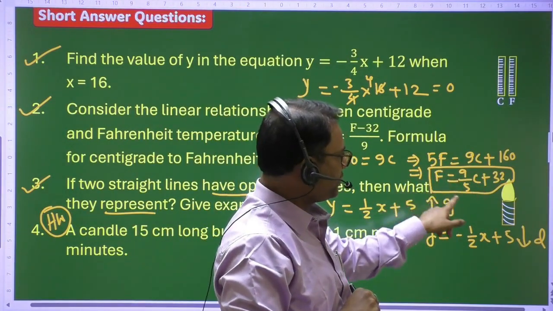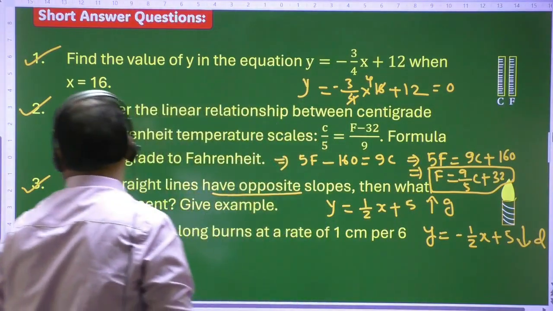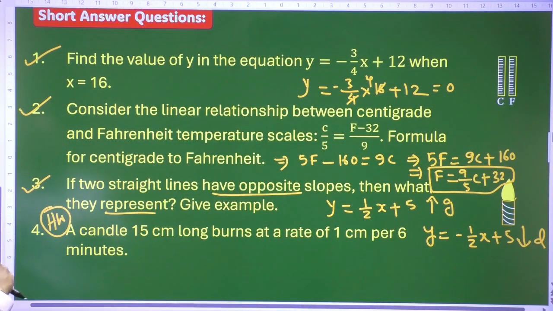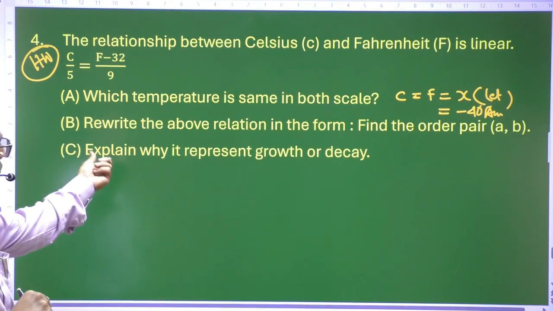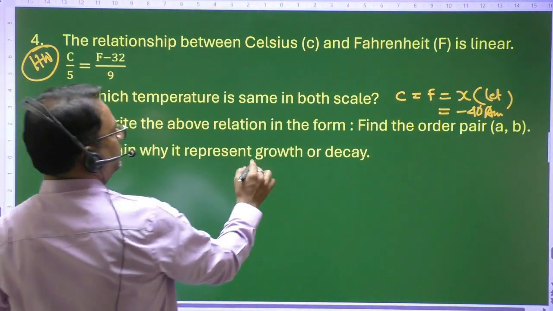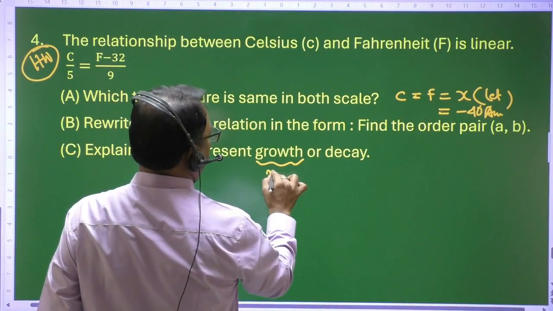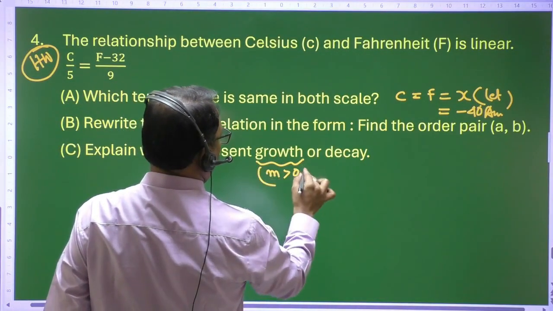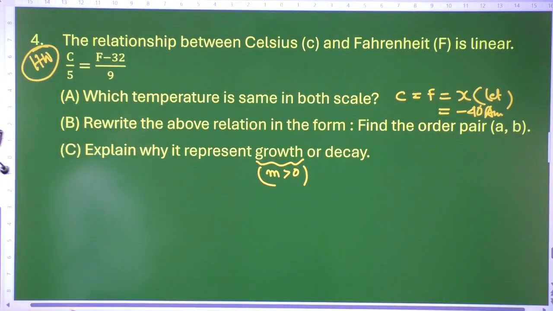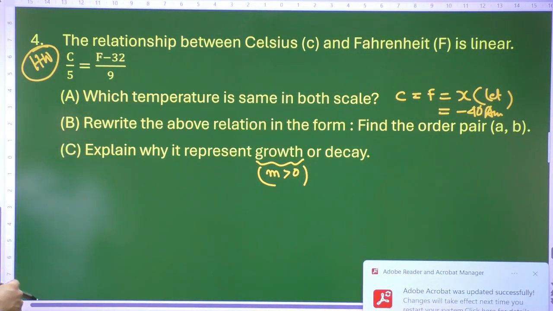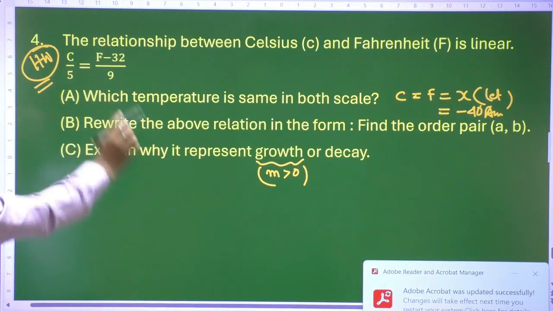So what you observe that m is positive, m is positive. Now you can apply this here for this purpose. Explain why it represent the growth, because here m whatever you get there, that quantity is positive, that is 5 by 9. Okay, now other part you can solve easily and this part is the homework.